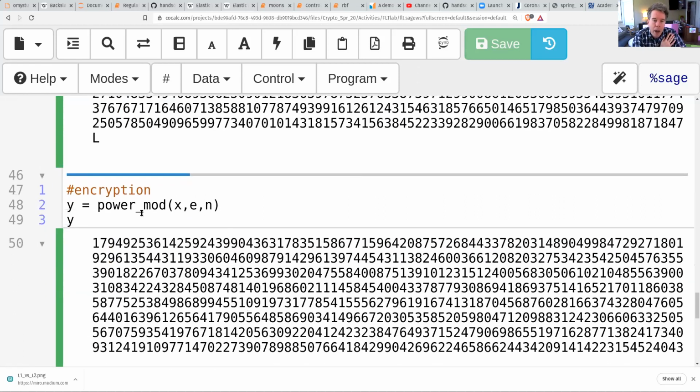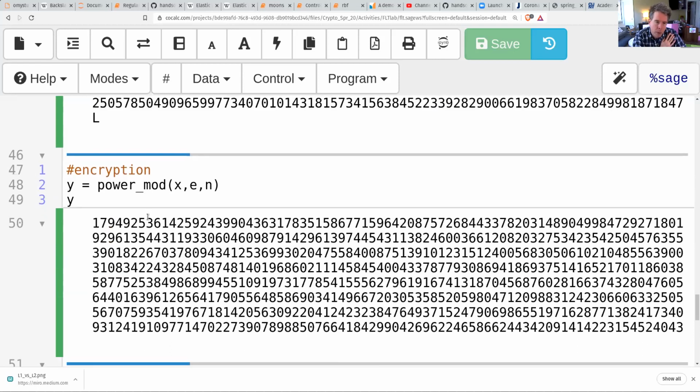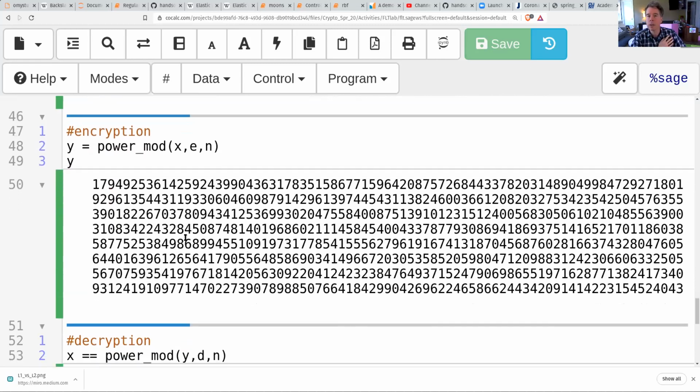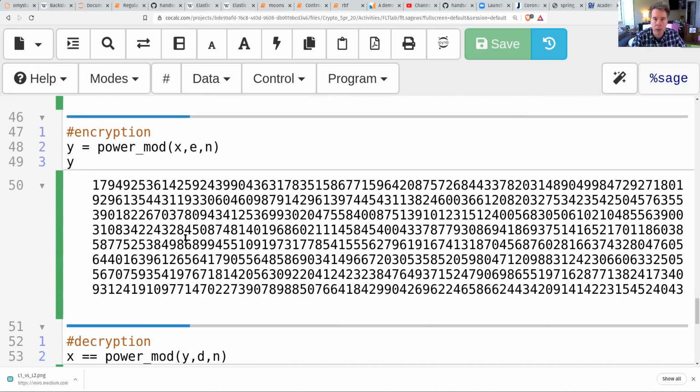So y is just x to the power e mod n. In this example, it turns out that y is equal to this huge number. Now just think about this. It's kind of fun. If you showed y to your friend, then as far as RSA is a secure cipher, they would never be able to discover x. If you told your friend y, e, and n, they would never be able to discover x.